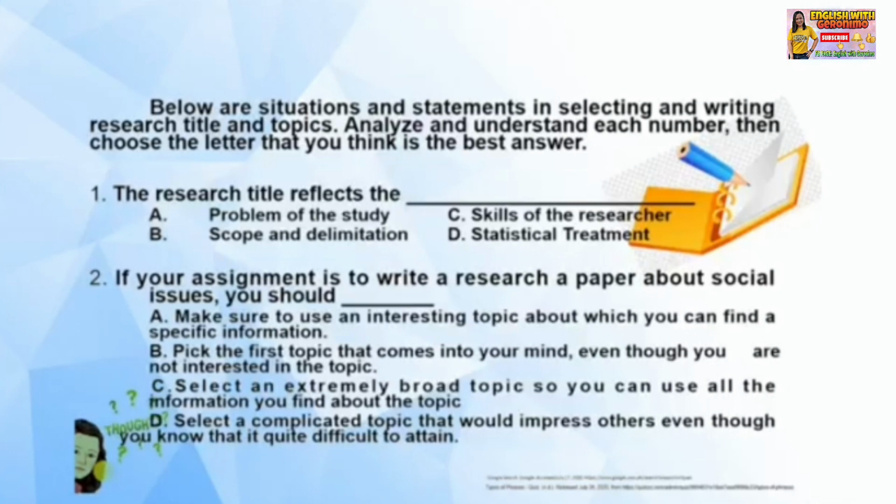2. If your assignment is to write a research paper about social issues, you should A. Make sure to use an interesting topic about which you can find specific information. B. Pick the first topic that comes into your mind, even though you are not interested in the topic. C. Select an extremely broad topic so you can use all the information you find about the topic. D. Select a complicated topic that would impress others even though you know that it's quite difficult to attain.